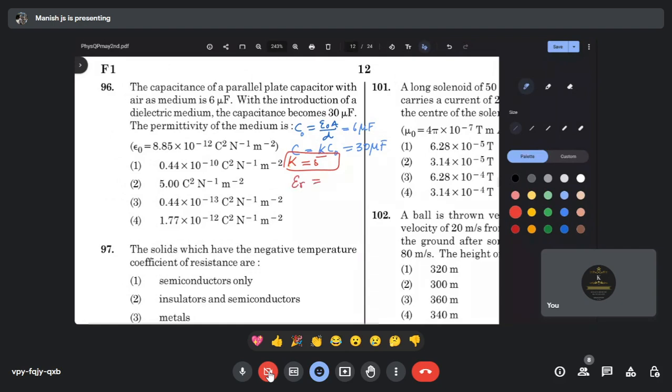The corresponding permittivity of the medium can be written as epsilon is equal to epsilon naught times K. The value of epsilon naught is already there, so substitute it: 8.85 into 10^-12 into the value of K, which is 5. We just need to multiply this and get the answer. So how much is that turning out to be? 8.85 into 5. Go for a multiplication.